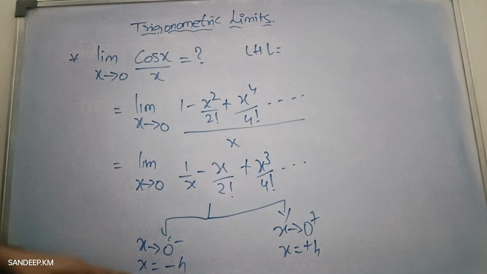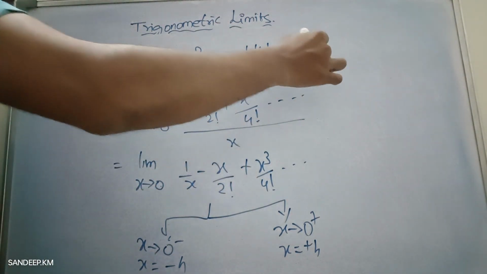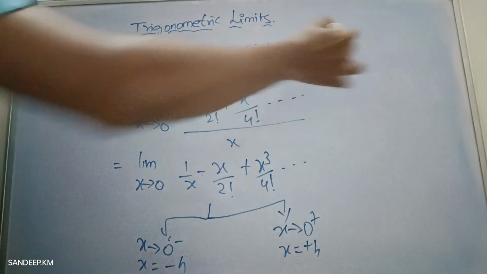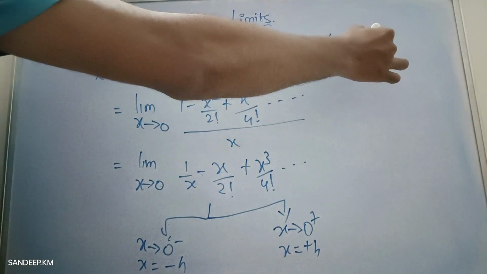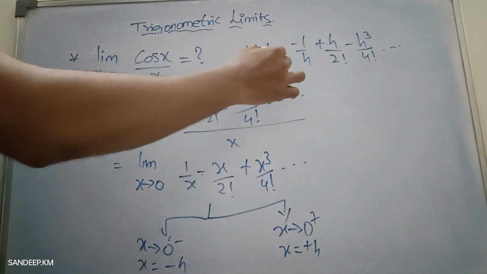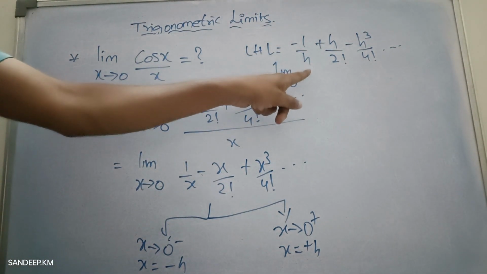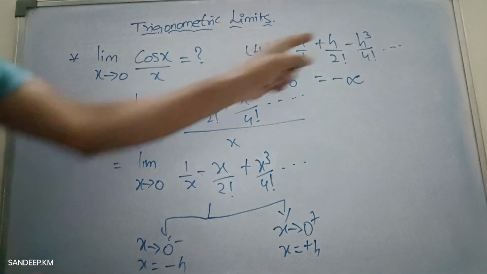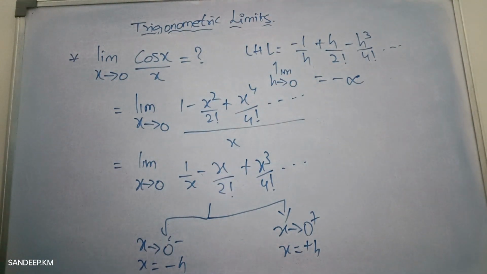In left hand limit, when I substitute x as minus h, what do we get, dear students? 1 divided by minus h, that means minus 1 by h. Minus of minus h, which means plus h by 2 factorial, and then minus h whole cube by 4 factorial is minus h cube by 4 factorial and so on, with limit h approaches 0. Now when h is approaching 0, if I substitute h as 0, we are getting minus 1 by 0. That means we are getting minus infinity. The remaining terms will become 0, but minus 1 by 0, left hand limit is what, dear students? Minus infinity.